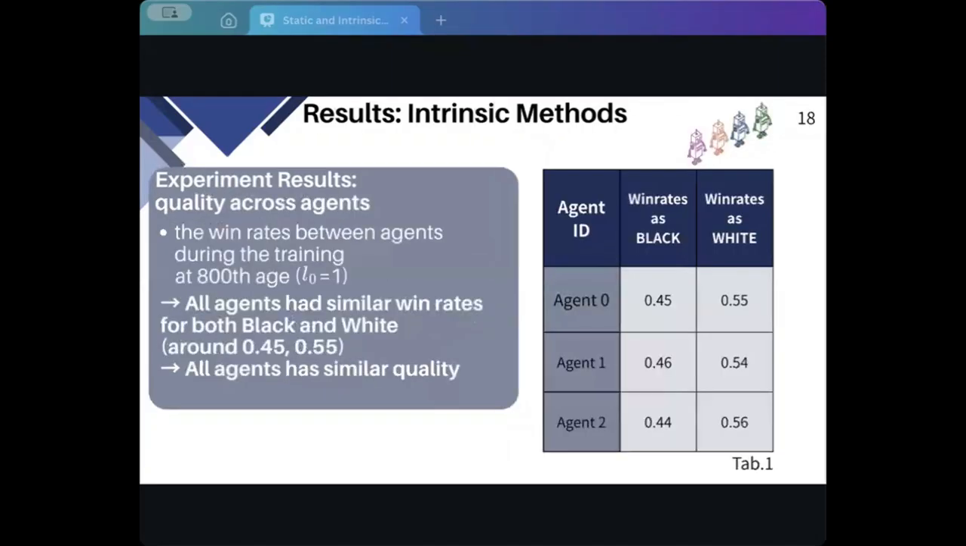We trained 3 agents within a single model in our intrinsic method and recorded their win rates during training. As a result, the win rates among the agents at the 800th age were similar for both black and white. This indicates that our intrinsic method successfully achieved quality across agents.